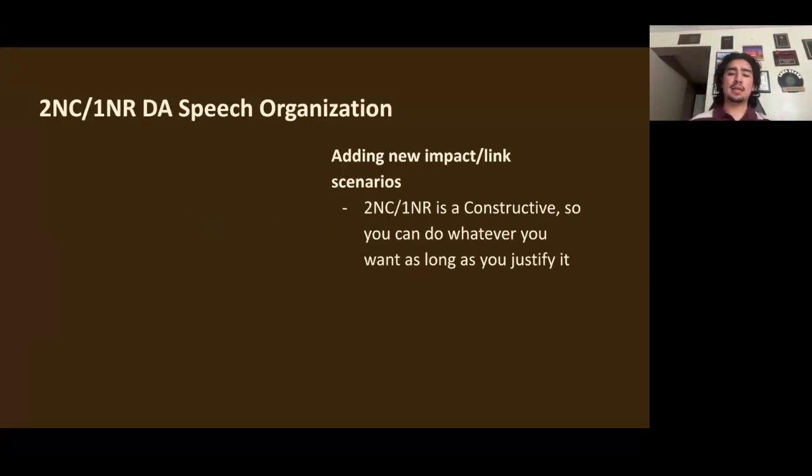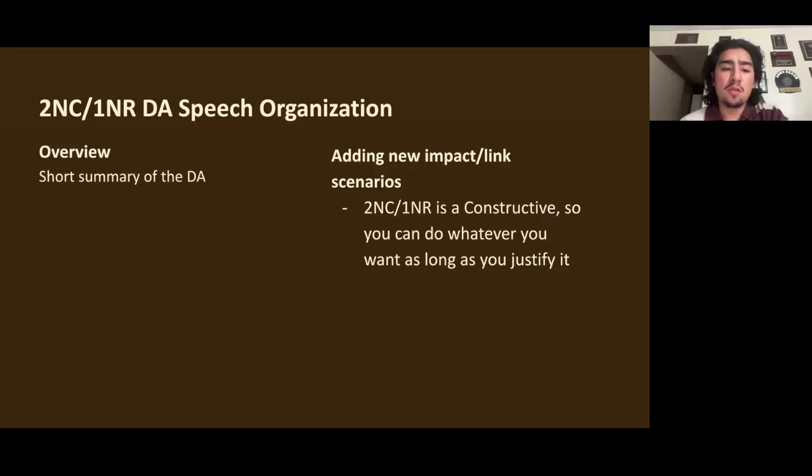Okay, this is some advice I'll offer for 2NC and 1NR disad speech organization. The first thing is that you can add new impact and new link scenarios. So usually most of the time in the 1NC, there's only one link established in the disad. In the 2NC and the 1NR, they're both considered constructive speeches since they go back to back. So you can do whatever you want as long as you justify it. So if you want to read new link evidence, or read a new link entirely, that's fine. You just have to justify it or be ready for new 1AR answers.